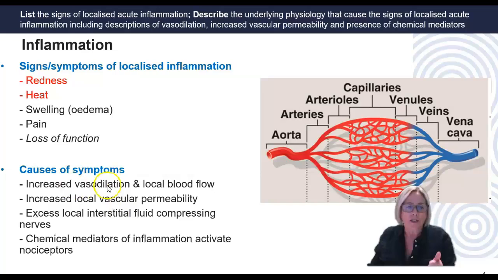Now, both the vasodilation and the increased vascular permeability will cause fluid to compress nerves. And also at the same time, we get these chemical mediators, so these chemicals of inflammation, and there's lots of them that we're going to learn about, activate nociceptors. So there's pain receptors. And once they're activated, then that electrical signal will be propagated up the pain pathway to the parts of the brain then that are involved in the conscious perception of pain.